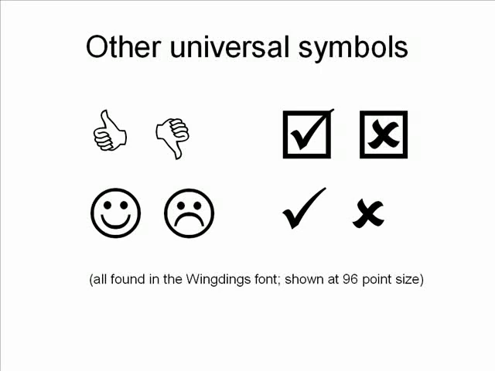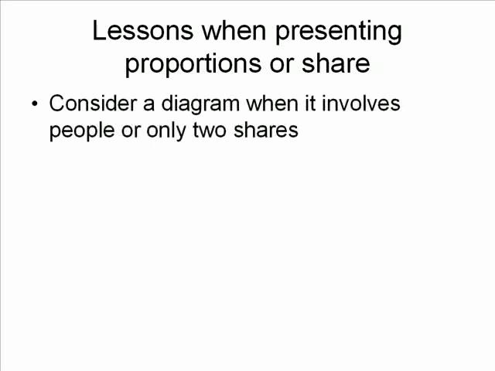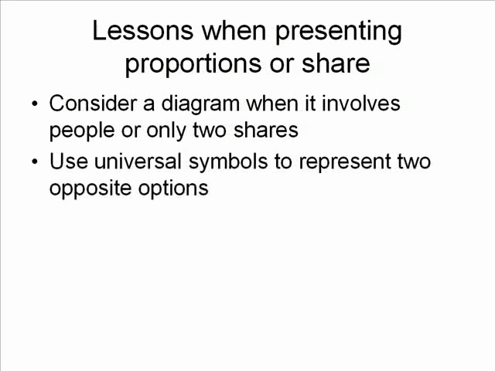So today's makeover, what are some of the lessons? Well, lessons when you're presenting a proportion or a share. If you have a proportion that includes people, in the case that we were doing, the reason that the people symbol was useful is because we're talking about actual citizens, so make it personal for them. Or you have only two sides to this particular proportion or share. Instead of using a pie chart, consider a diagram, because it can sometimes show much better than a pie chart would. When you have only the two sides, use some of these universal symbols. You saw some examples there that will be easily interpreted by people, and again, some people might like them better than a graph or a chart.